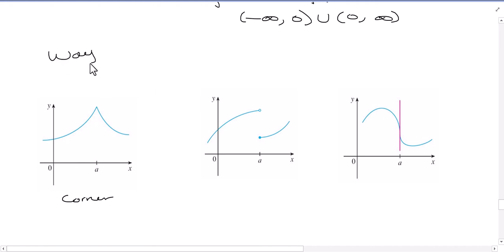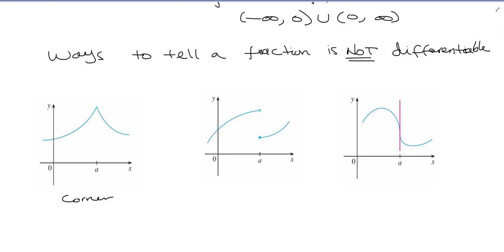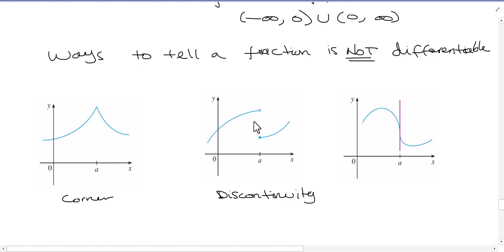So let me say ways to tell a function is not differentiable. So when you have a corner, when you have a discontinuity. So in this case, I drew a jump discontinuity, but it could also just be a removable discontinuity. So as long as there is a discontinuity, you're not going to be able to have a tangent line at that point if the point is missing. And in this case, you have a jump discontinuity, so definitely not differentiable.